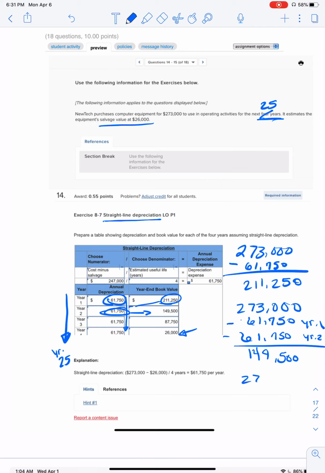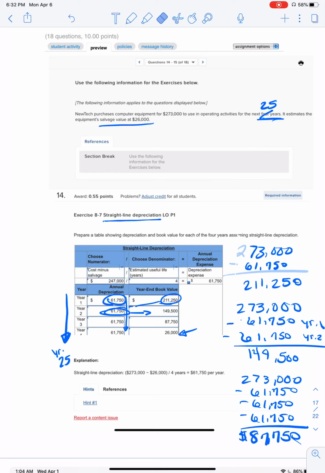For year 3, I would take 273 minus 61,750 minus 61,750 minus 61,750. And when I do that, I would then come down to my 87,750. So however you choose to do this is fine, and then I would do the same thing for year 4. Of course, you can multiply this out if you wish and take 61,750 times 2 and back that out. But just so you can see the pattern, I went ahead and wrote it out here. But if you're comfortable doing that multiplication, do feel free to do so. It's a little bit quicker than what I just did.